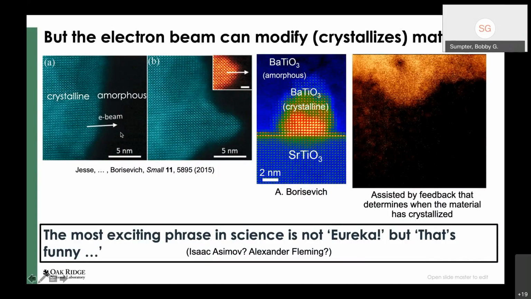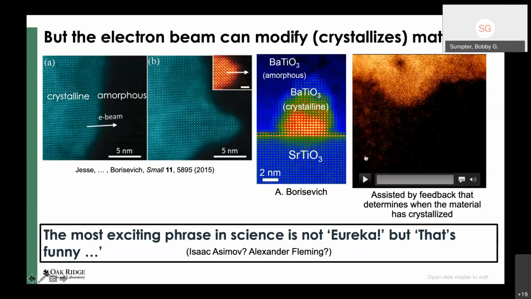So what we see is, well, that's interesting. One of the things I think is a cool quote is, the most exciting phrase in science is not eureka, but, well, that's weird, or that's funny. Why did it do that? And we were able to do the same thing with different types of materials, so barium titanate, strontium titanate. There's reasons you want to be able to do that, by just focusing the electron beam at an amorphous area and crystallizing on demand single, atomistically precise structures.